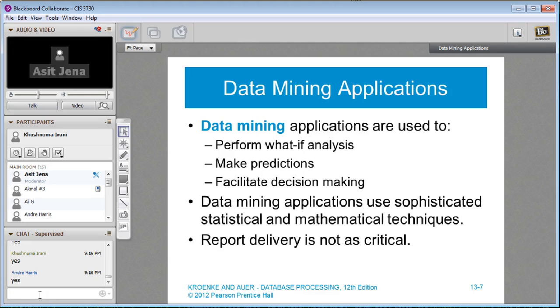Data mining is done to perform what-if analysis, to find something in the data which is not obvious, make predictions, and facilitate decision making. One of the famous data mining applications is Amazon, where you might want to buy or read a book. So when you go in and buy a book from Amazon or buy electronics or whatever, data mining is not really that the data has any value. It's when you put the data together that there is value.